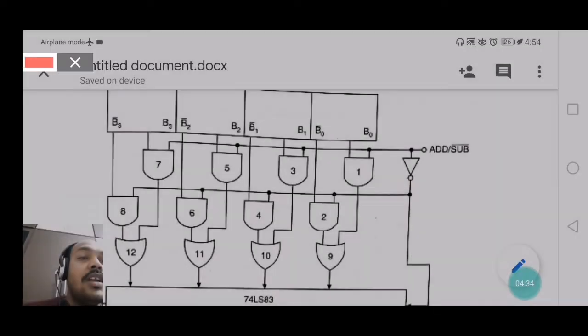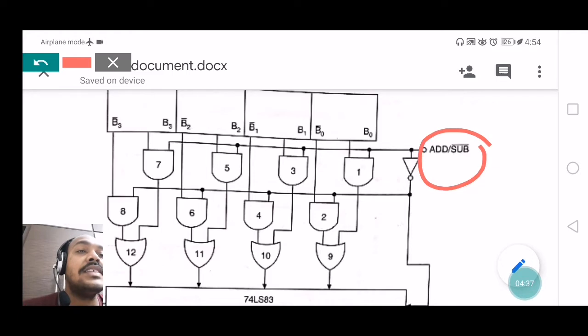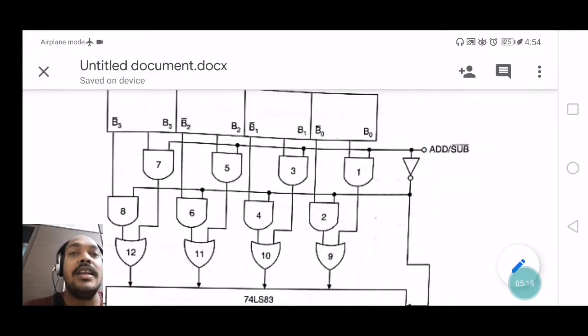One of the most important things you can observe is the control pin, that is add or subtract. To control the entire circuit we need to use one control input, and that control input is add or subtract. According to this control input, the circuit performs different types of operations. This particular circuit performs two types of operations, addition and subtraction, and according to the control input it performs either addition or subtraction. Now, what type of input may we apply to this control pin? It is very easy.